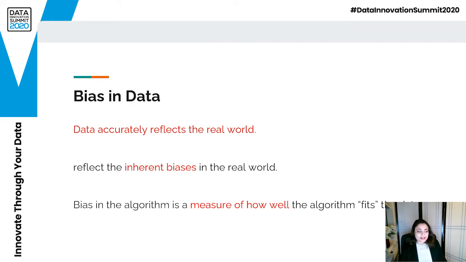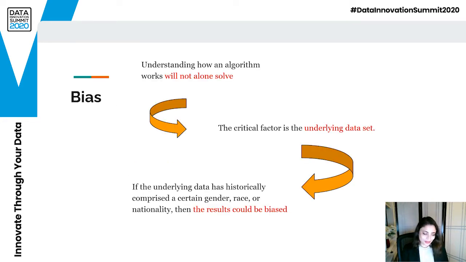Bias in data involves whether the data accurately reflects the real world, yes or no. However, if the data is reflective of the real world, it will also be reflective of the inherent biases that come in the real world. See, the bias in the algorithm is a measure of how well the algorithm fits the data. Understanding how an algorithm works will not alone solve the broader problem of discrimination that we are focused on in today's topic.